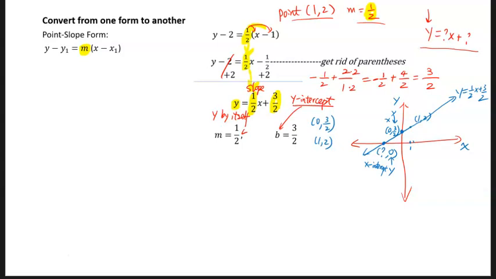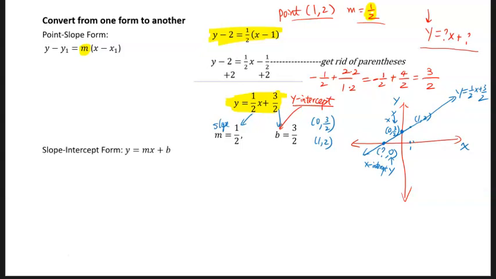Okay, so let's compare this format to the original format. This is the new format after we got rid of the parentheses and combined like terms. This is the original format. And this looks a little bit easier, maybe. The good thing about this format is that it tells us the slope, which is 1/2, and the y-intercept, which is 3/2, immediately. So that's why we named this format slope-intercept form.